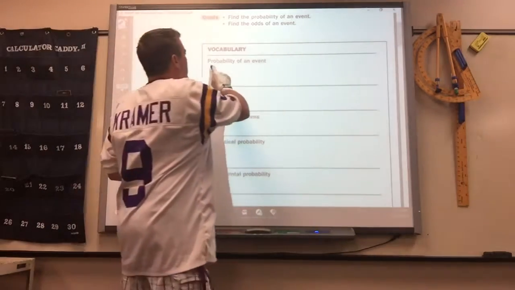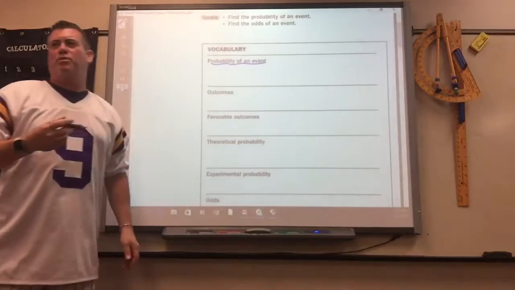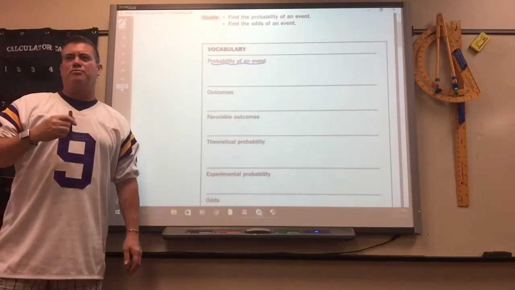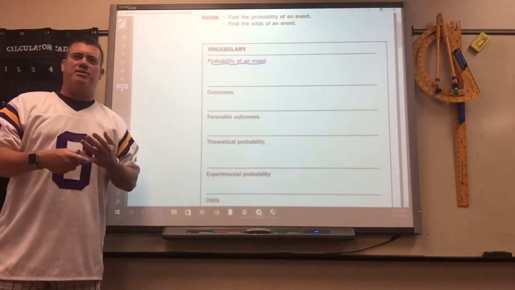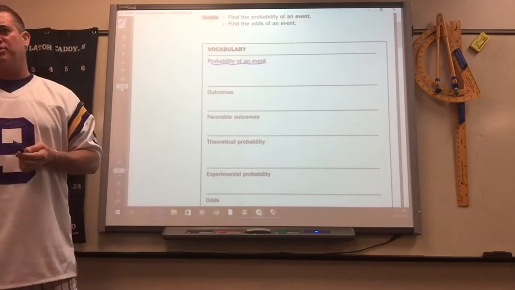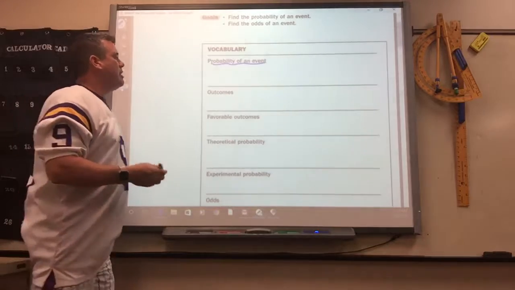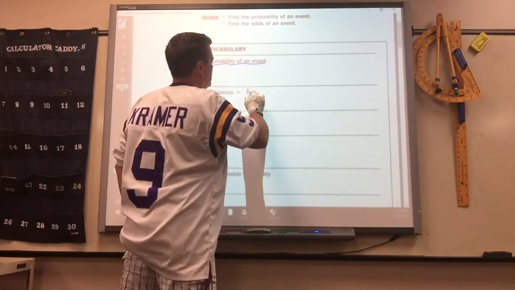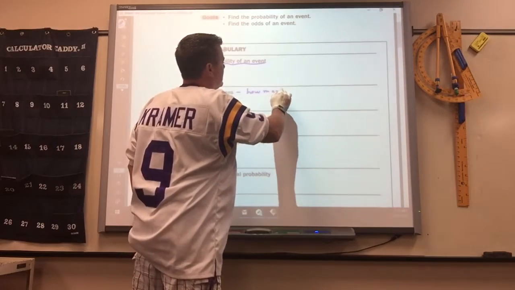Okay, probability of an event. I think everyone knows what that is, what it stands for. Probability is just the percentage that something may happen, right? Or the fraction that it may happen. The outcomes is how many things that can happen.